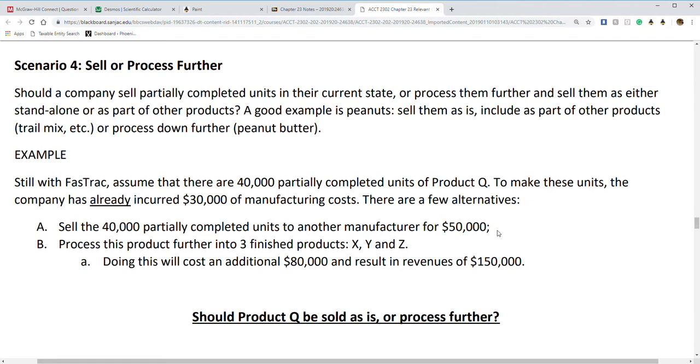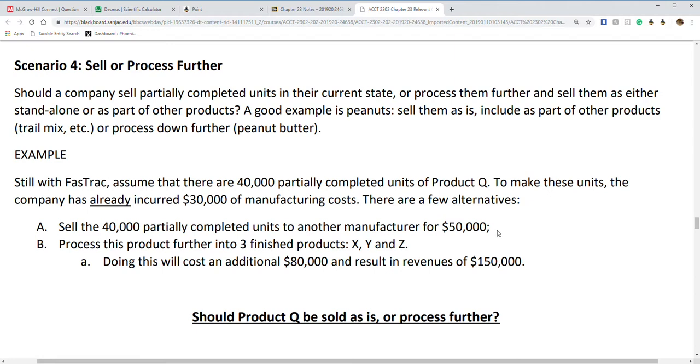But if we do this, this will cost us an additional $80,000 and will result in revenues of $150,000. Okay, so we have Professor A and Professor B, our 2 scenarios, and the question is to Professor Utonium: should the product Q be sold as is, or should we process further?